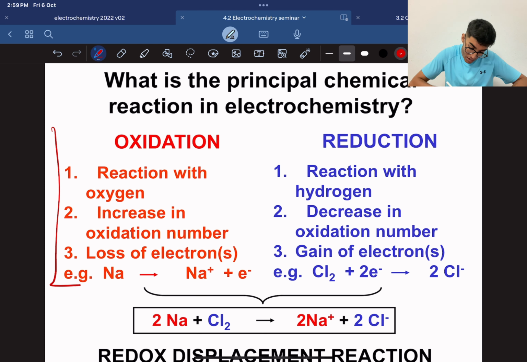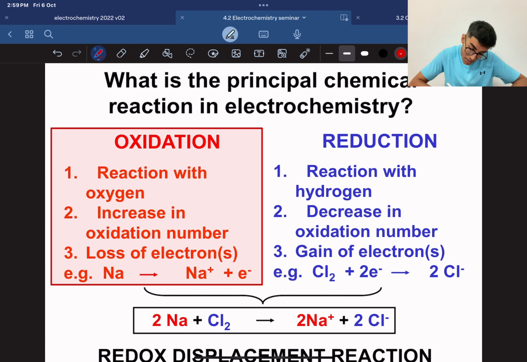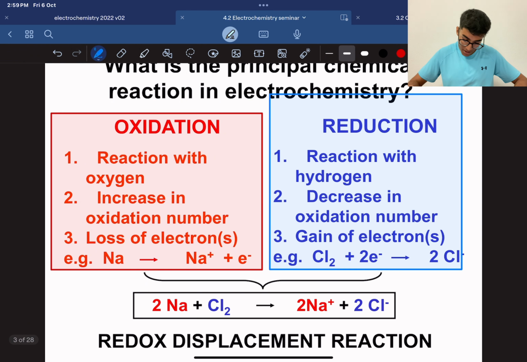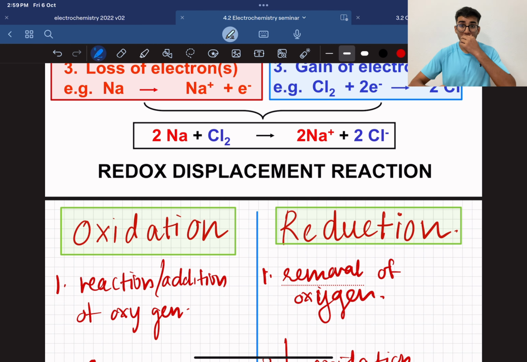Now we have this page over here, so you can see that it has all the definitions that we will need. Again, let's repeat this. Oxidation is addition of oxygen, or removal of electrons, or increase in oxidation number. Reduction is removal of oxygen, addition of electrons, or decrease in oxidation number.